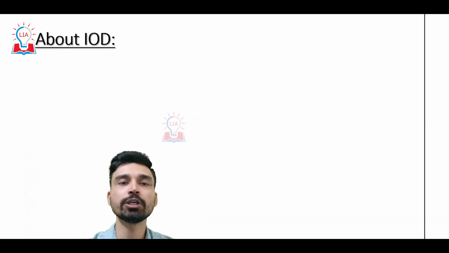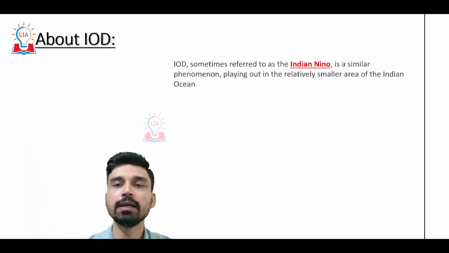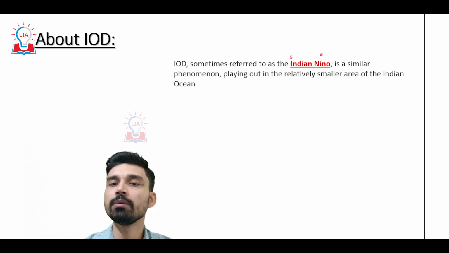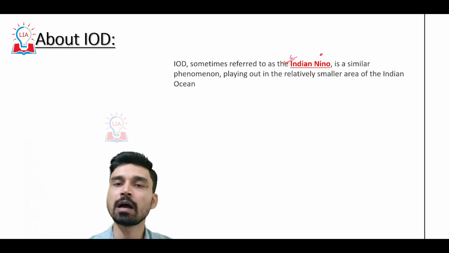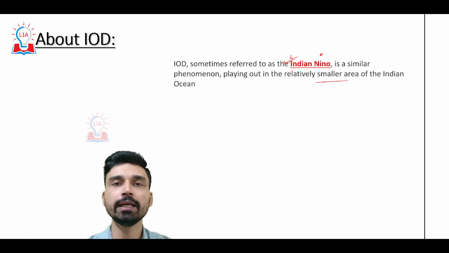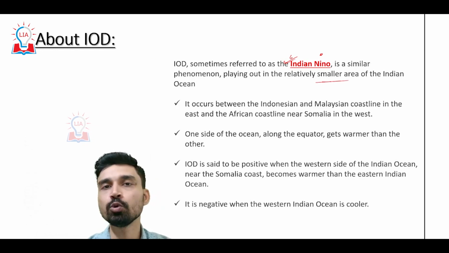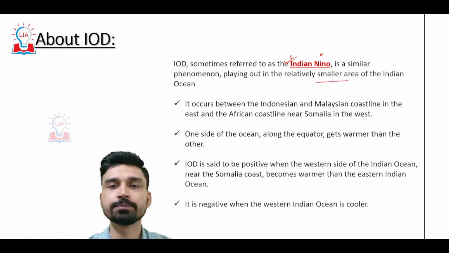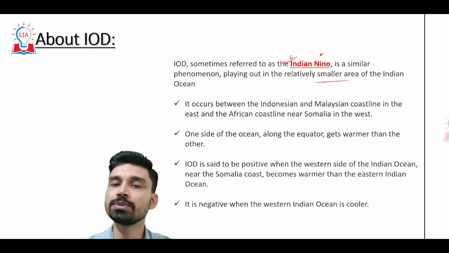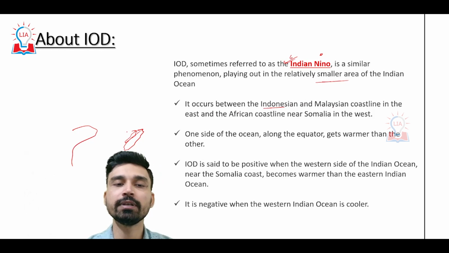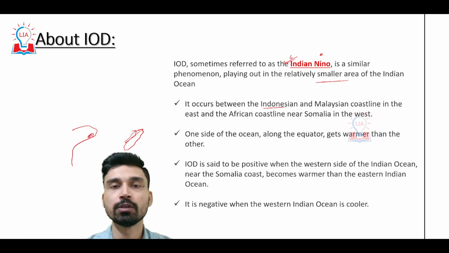Now, the Indian Ocean Dipole is also a similar kind of phenomenon, and that is why many times it is also referred to by the name of Indian Nino. It is, however, playing out in a much smaller area, because compared to the Pacific Ocean, the Indian Ocean is much smaller in size. This Indian Nino, or Indian Ocean Dipole, is a phenomenon observed between Indonesia and Malaysia in the east, and the African coastline in the west, especially near Somalia. So one side of the ocean along the equator gets warmer than the other.